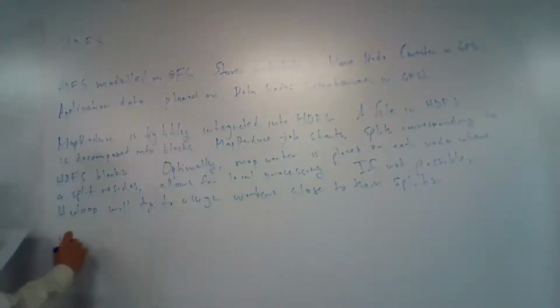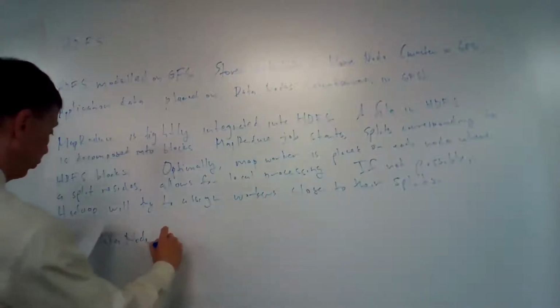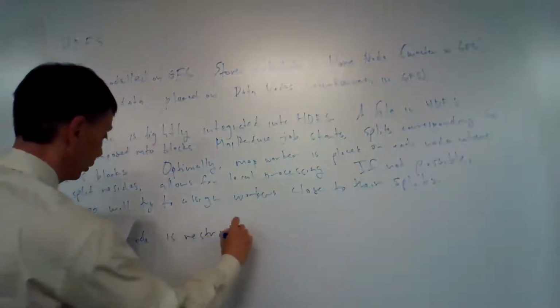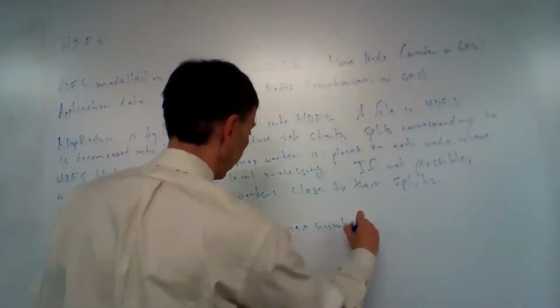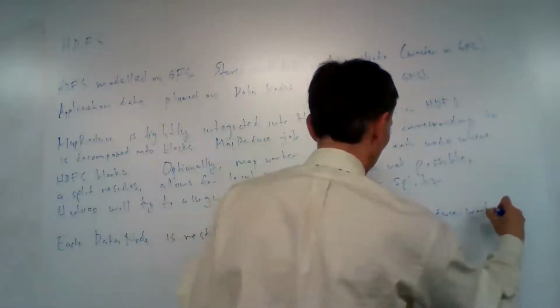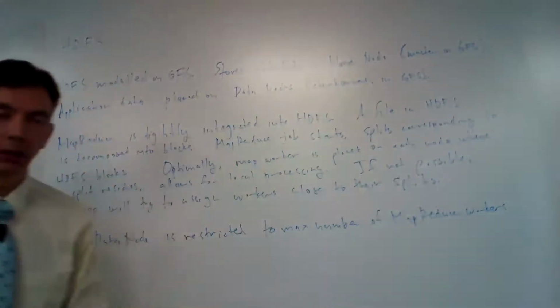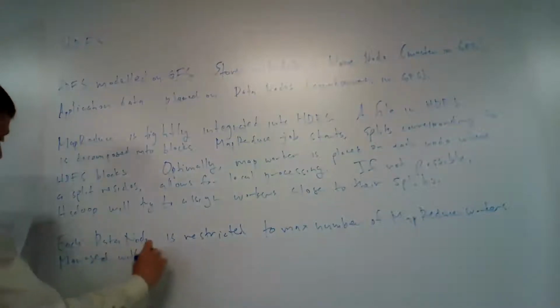And so, as I said, each data node is restricted to a maximum number of MapReduce workers. So if you overload any one of these server data nodes, you're going to just blow it up. So it has a maximum number of MapReduce workers that it's willing to actually handle, and this is managed with what's called the task tracker.